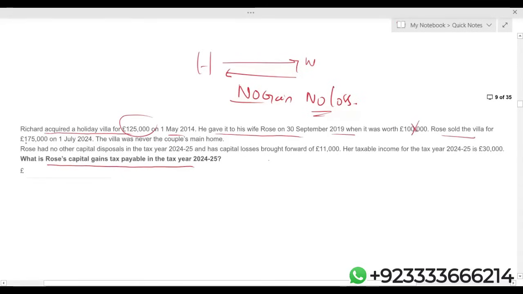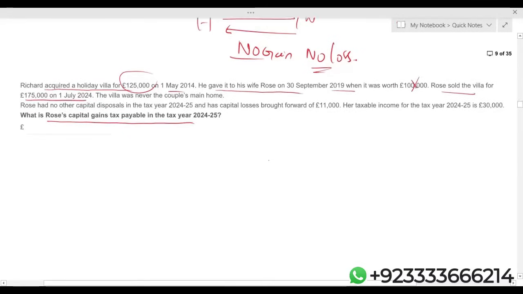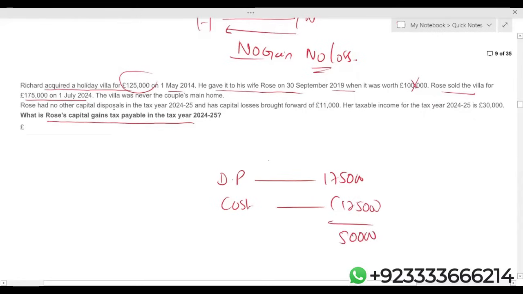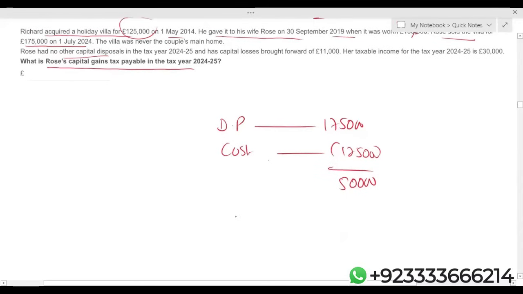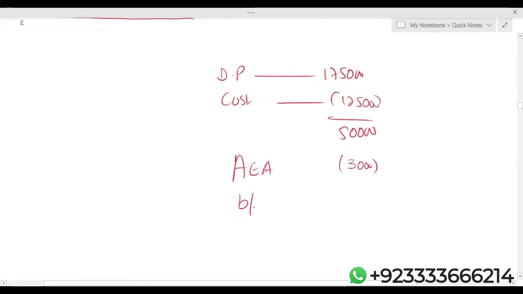Rose sold the villa for 175 in July 2025. Disposal proceed is 175. We will deduct the original cost, which is 125. Chargeable gain is 50. Rose had no other disposal during the tax year. It means annual exempt amount is available, which is 3,000. And we have got capital losses brought forward 11,000.